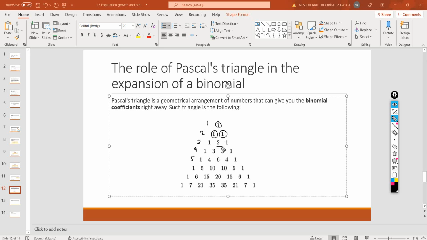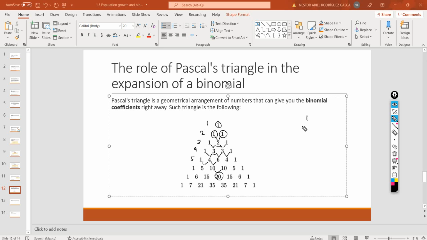So for example, this number, which is 2, can be understood as 1 plus 1. As you can see, 1 plus 1 gives you 2. This number, which is the 3, can be understood as 1 plus 2. 2 plus 1, 3. 1 plus 3, 4. 3 plus 3, 6. 3 plus 1, 4, etc. 1 plus 4, 5. 4 plus 6, 10, and so on. You see? So each of these numbers, I'm going to highlight this number. This number is the addition of the two numbers on top of it, like that. And that's how you build the Pascal's triangle.